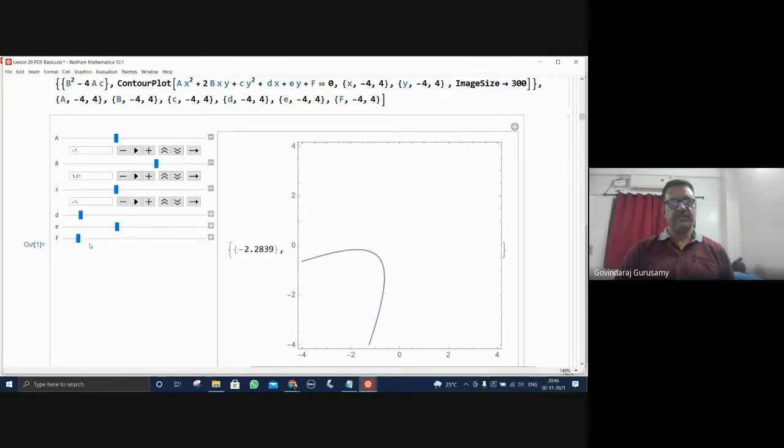Maybe I have to expand the scale now. It is a part of the ellipse. This is minus. So therefore, you should be careful about this analysis.